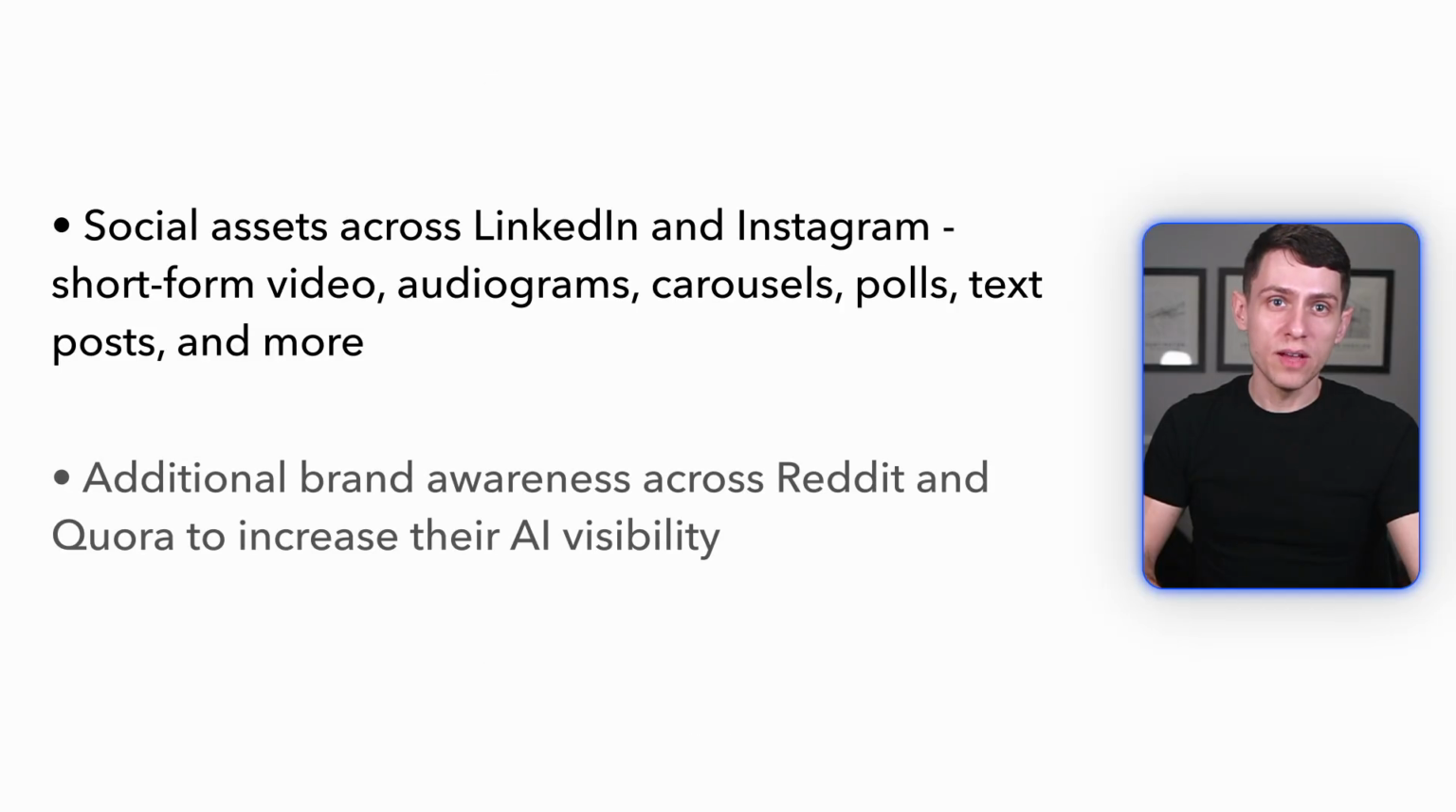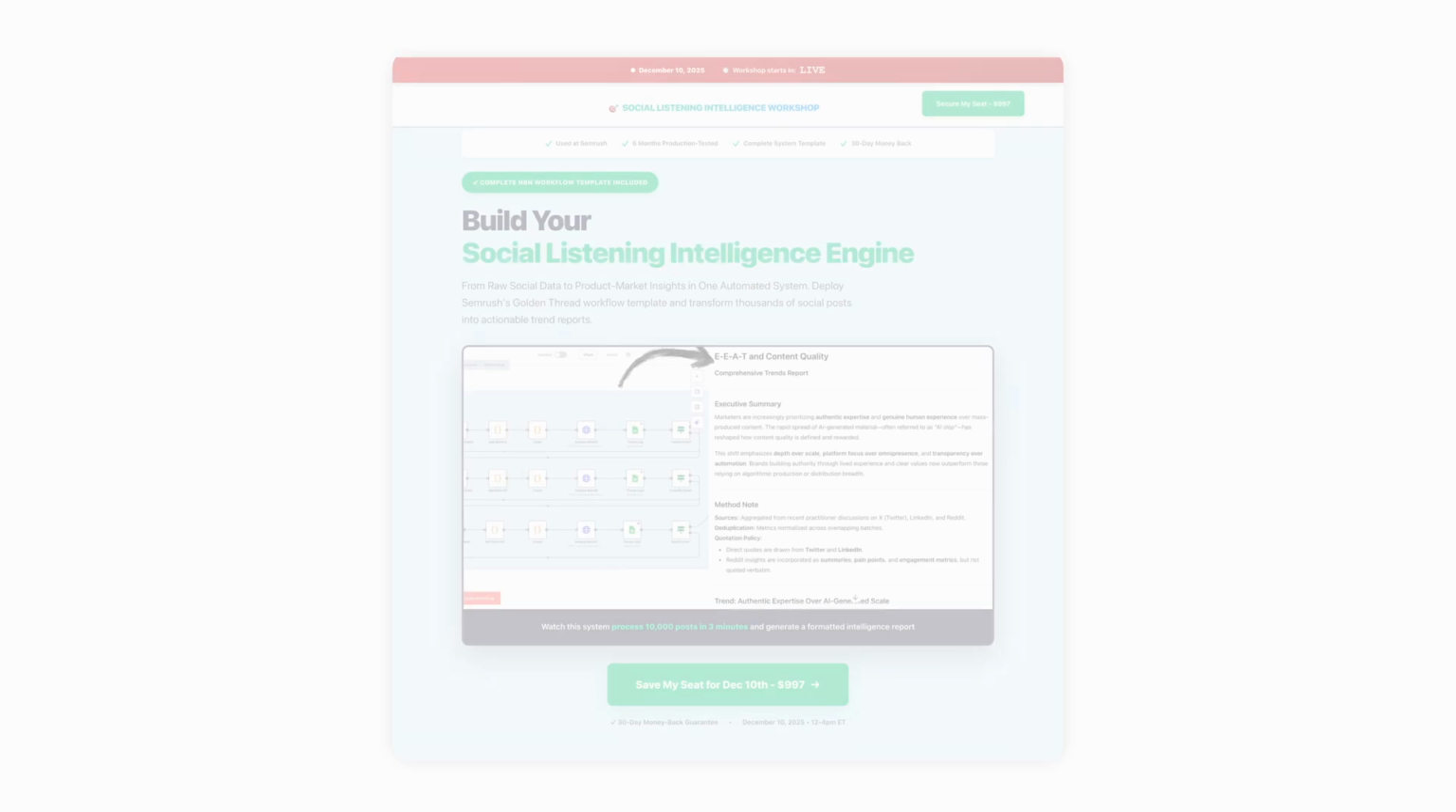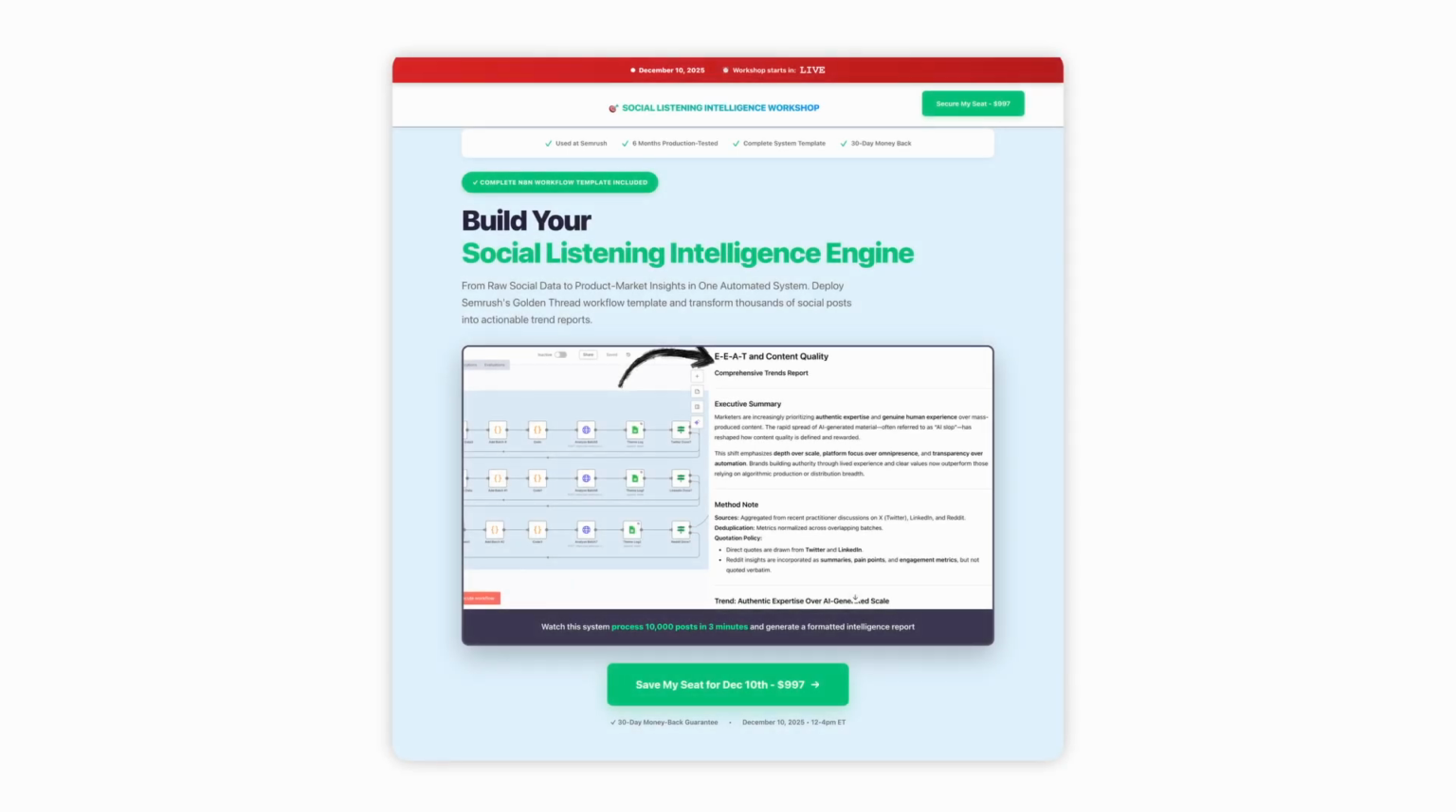We've also been driving additional brand awareness across Reddit and Quora to increase their AI visibility. And Semrush's own studies have shown how powerful citations across these platforms are for AI search. So what were the results from this system? Well, first off, the automation we built for them became so valuable that Semrush is now selling a version of it, plus an implementation workshop, for $99.7 a pop.